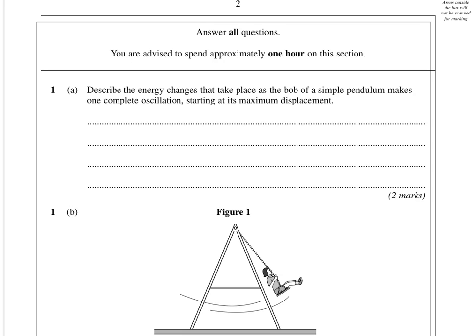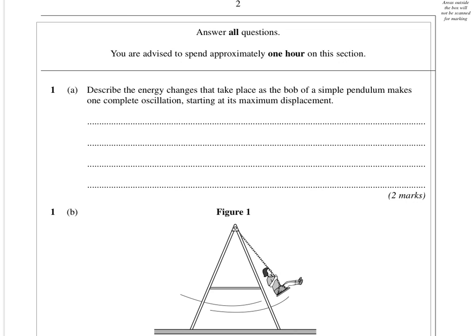Alrighty, so in this video I'm going to be going through section B of January 2010 Unit 4. So let's get started straight away. Question 1a. Describe the energy changes that take place as the bob of a single pendulum makes one complete oscillation starting at its maximum displacement.